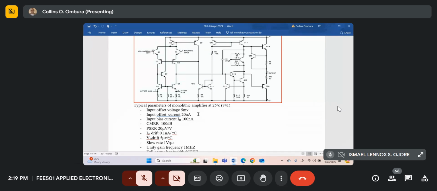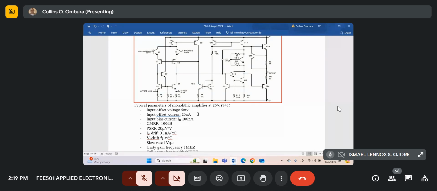Then the typical bias currents over there, 100 nanoamperes, means for proper operation of the op amp, at least a current of approximately, that's 0.1 microamps, should flow through the inputs, pin number 3 and pin number 2.